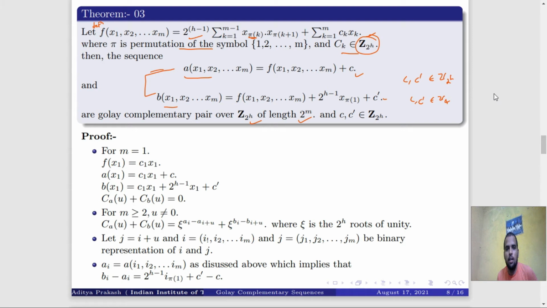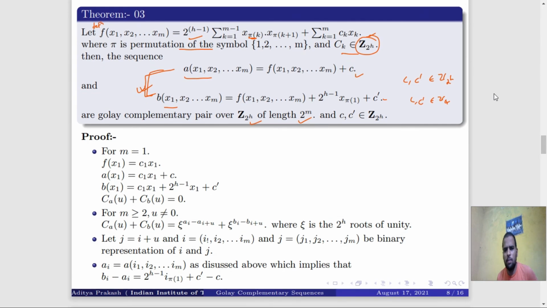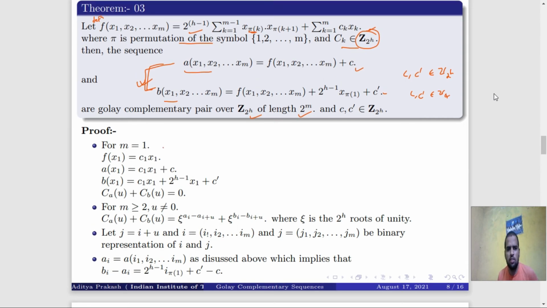Suppose f is defined in such a way, then both will happen. That's my target to prove. If f is defined in such a manner, then a and b happen and both are complementary pairs to each other, over Z to the power 2h, and the length will be nothing but 2 to the power m. Got my point? Now, how to prove this? We can show this with the help of mathematical induction. Let m be equal to 1, and you can simply show by hand that this will happen.